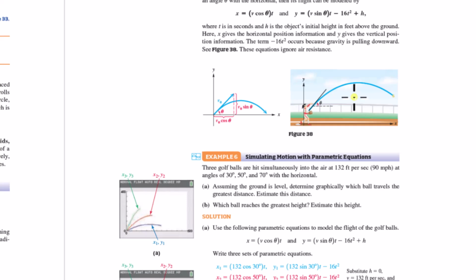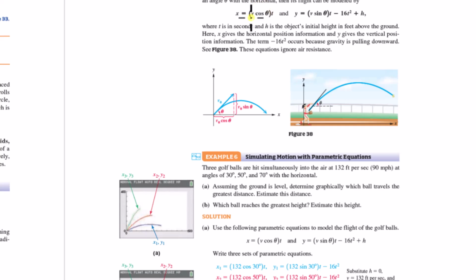The only effect is gravity. So v is the velocity at which the ball is thrown. Theta is the angle at which the ball is thrown. So v is not a function of anything. V is a constant.